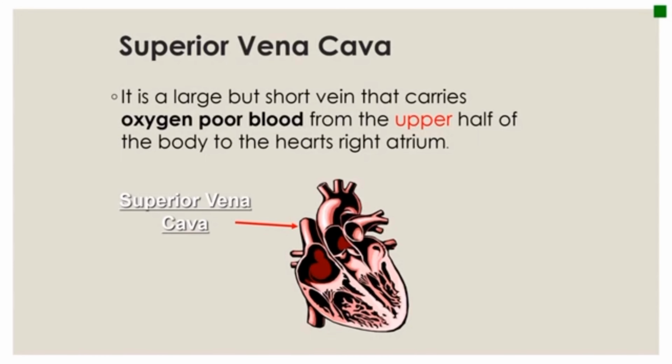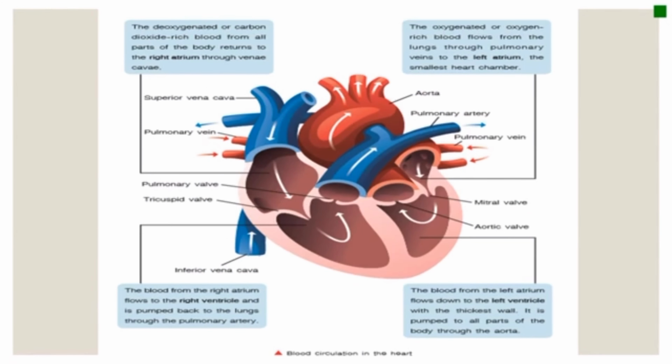And when we say superior vena cava, it is a large but short vein that carries oxygen-poor blood from the upper half of the body to the heart's right atrium. So there you have it, my dear students, the blood flow of the heart. You can see here a summary of how the blood, which is rich in carbon dioxide, will go to our lungs and will go back to our heart already carrying oxygen, and moves out from the heart to the body.